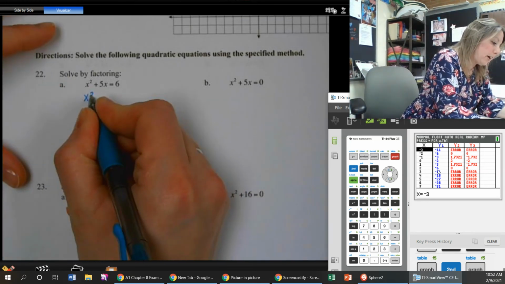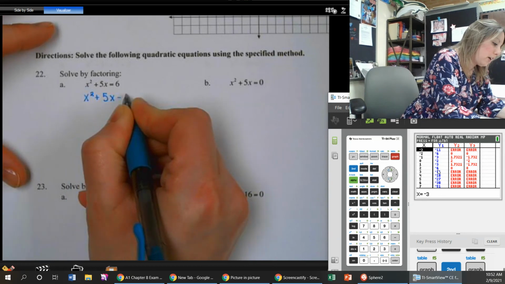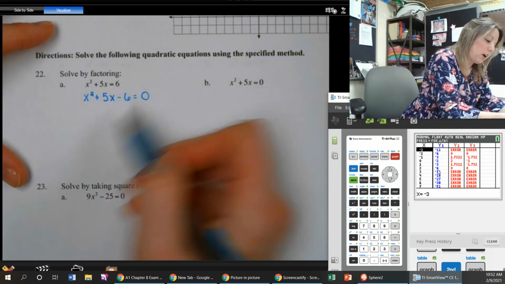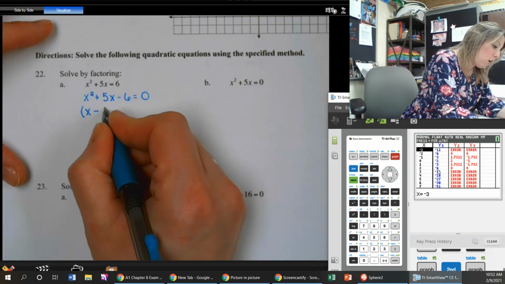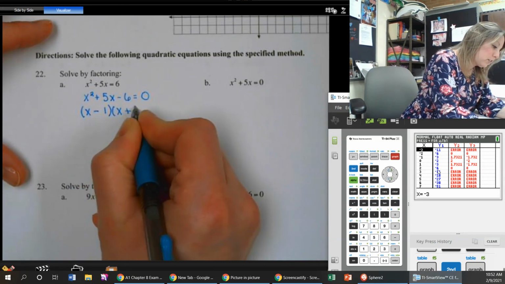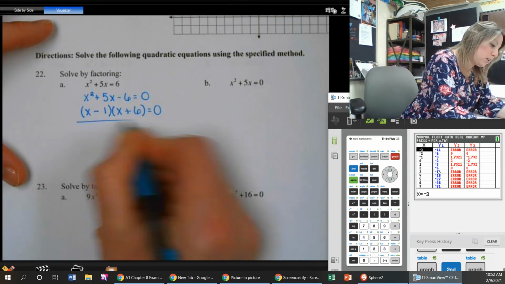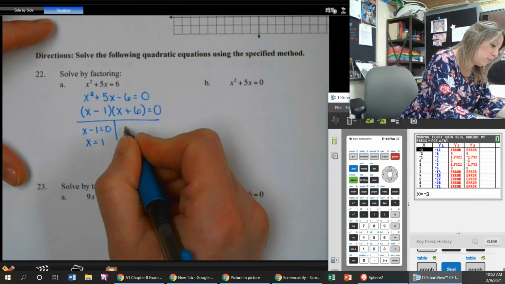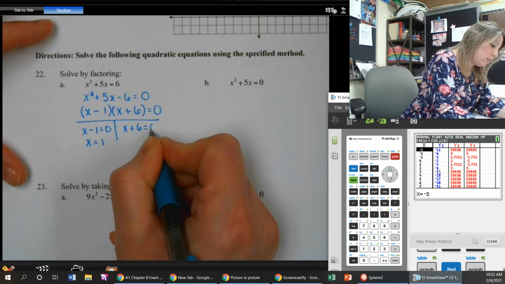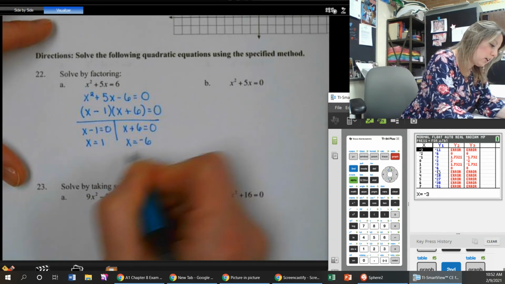When you're solving by factoring, just get standard form and you factor in a t-chart. So 6 over x minus 1 and x plus 6 will subtract to give me that positive 5 in the middle. And you do have to set each factor equal to 0, but there you go. You get x equals -6 and positive 1.